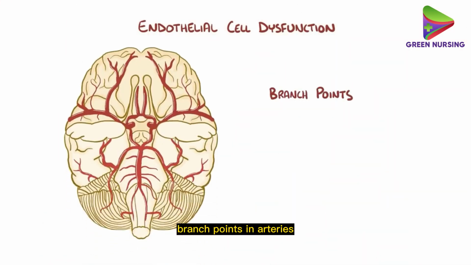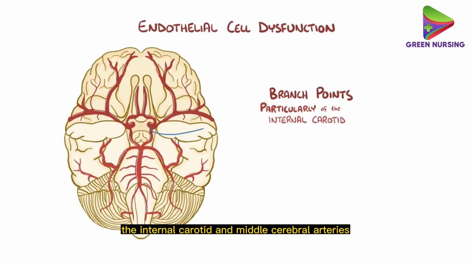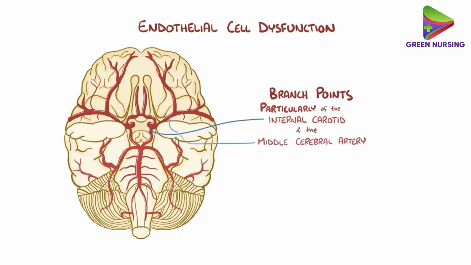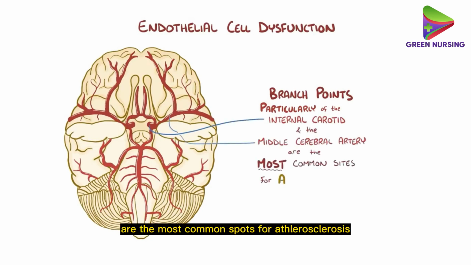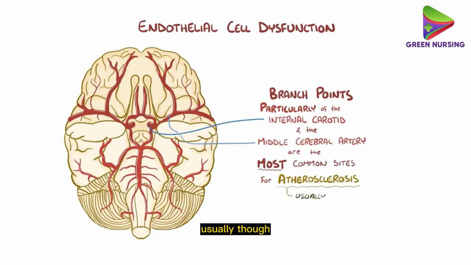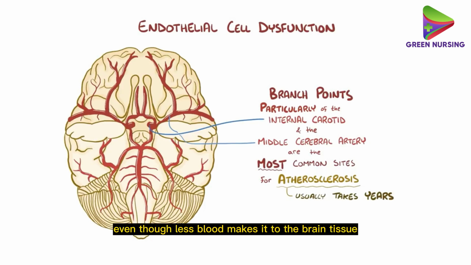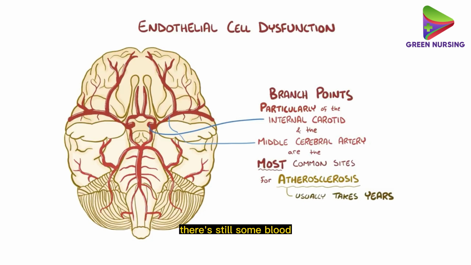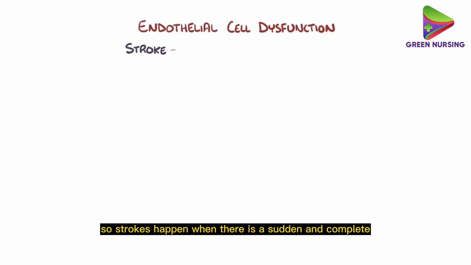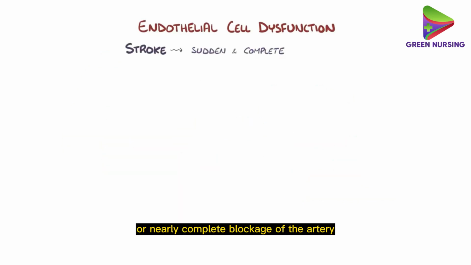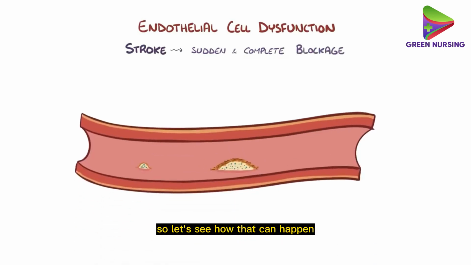Branch points in arteries, and particularly the internal carotid and middle cerebral arteries, are the most common spots for atherosclerosis. Usually, though, it takes years for plaque to build up, and this slow blockage only partially blocks the arteries. And so even though less blood makes it to the brain tissue, there's still some blood. So strokes happen when there is a sudden and complete or nearly complete blockage of the artery. So let's see how that can happen.